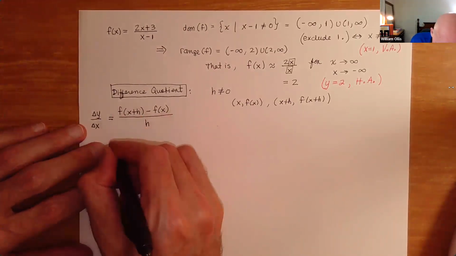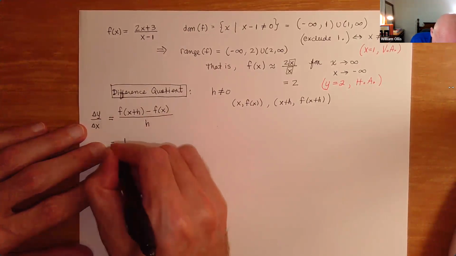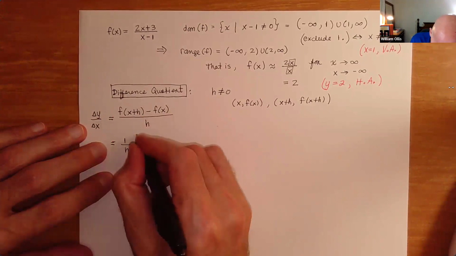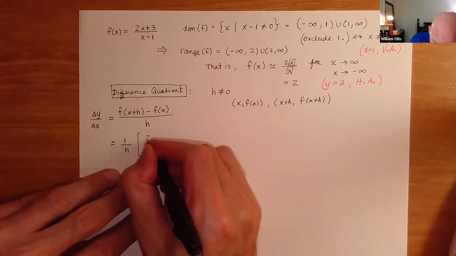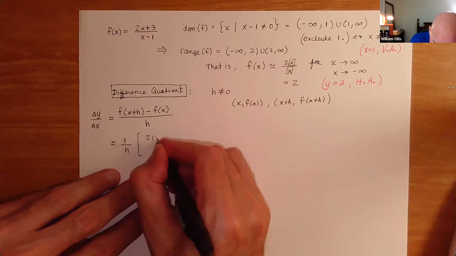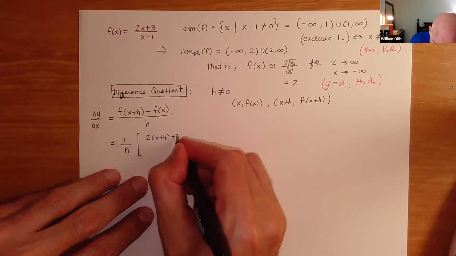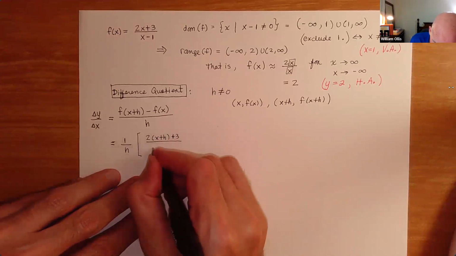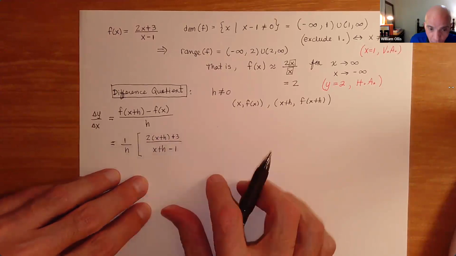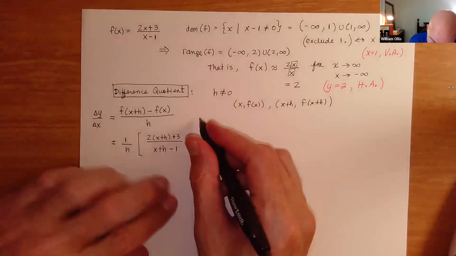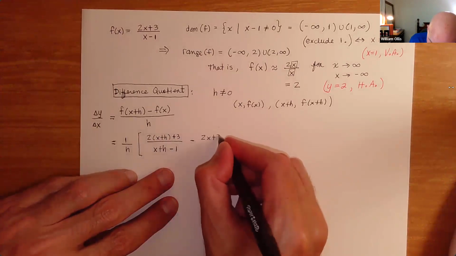So let's do this. Let's go ahead and write the 1 over h out to the side just to get it out of the way. And now we'll replace x with x plus h. So we have 2 times x plus h plus 3 divided by x plus h minus 1. So replace all the x's with x plus h. And now we just write the function. We're like court reporters, okay?